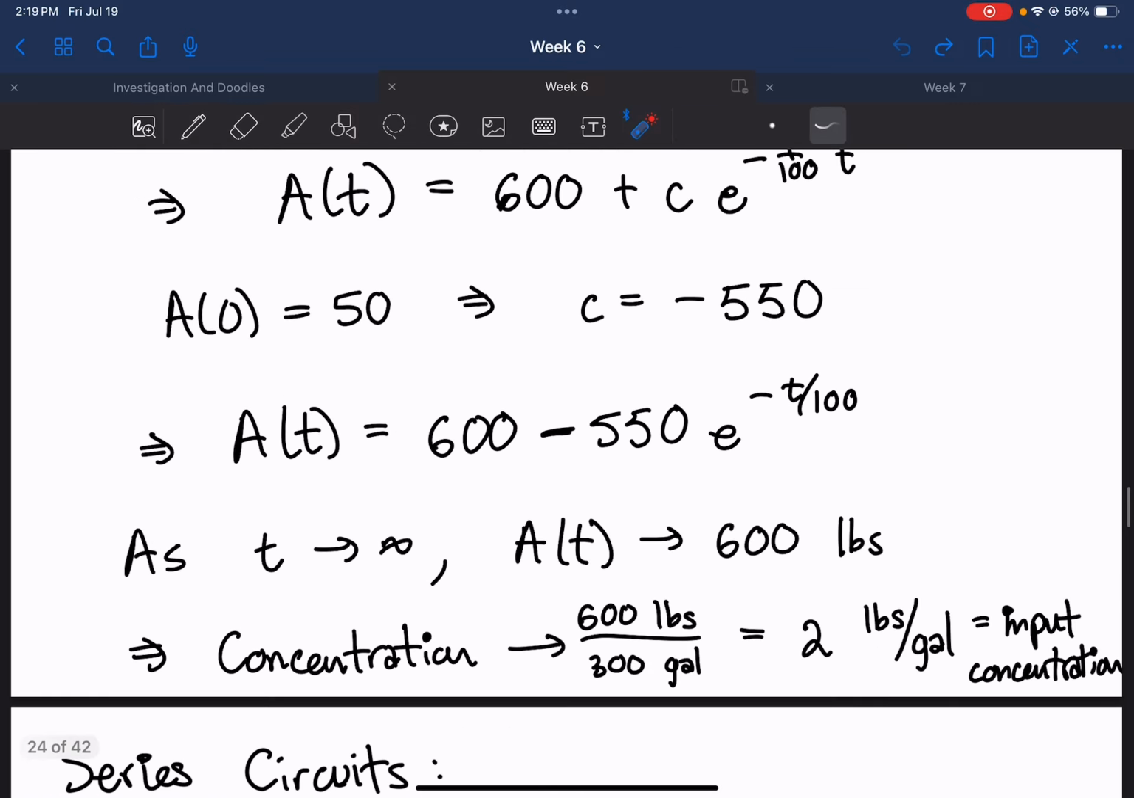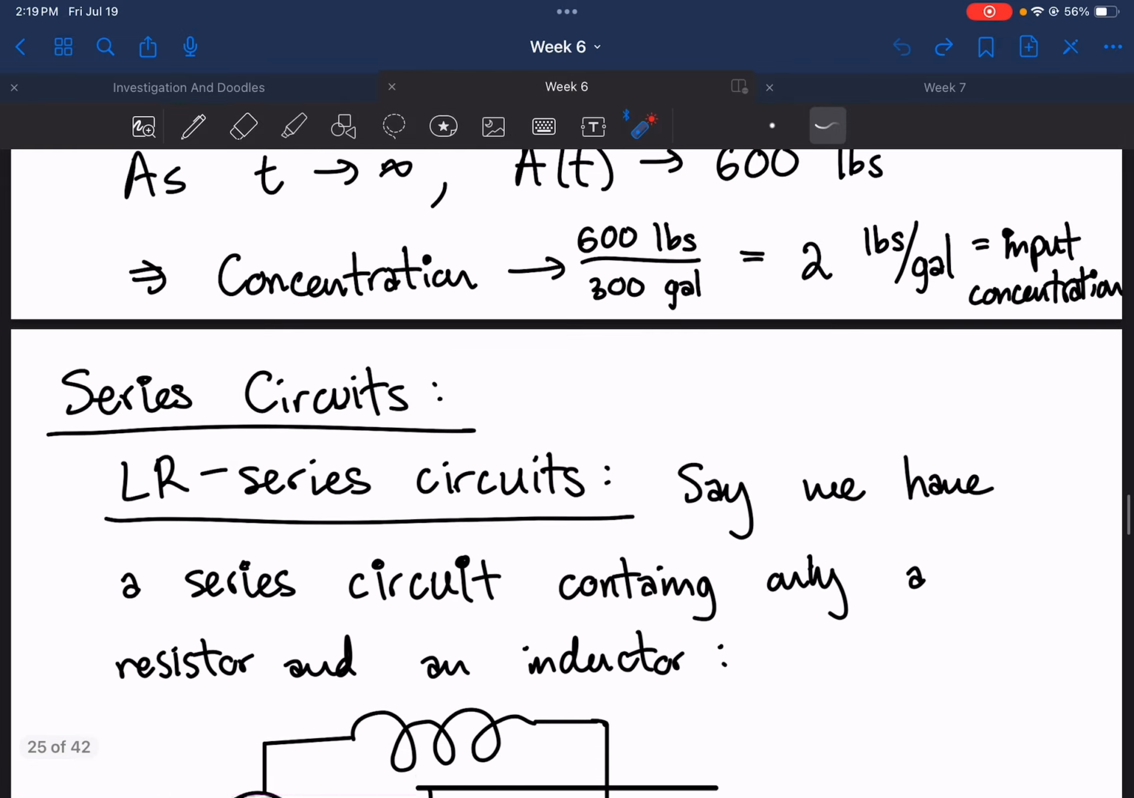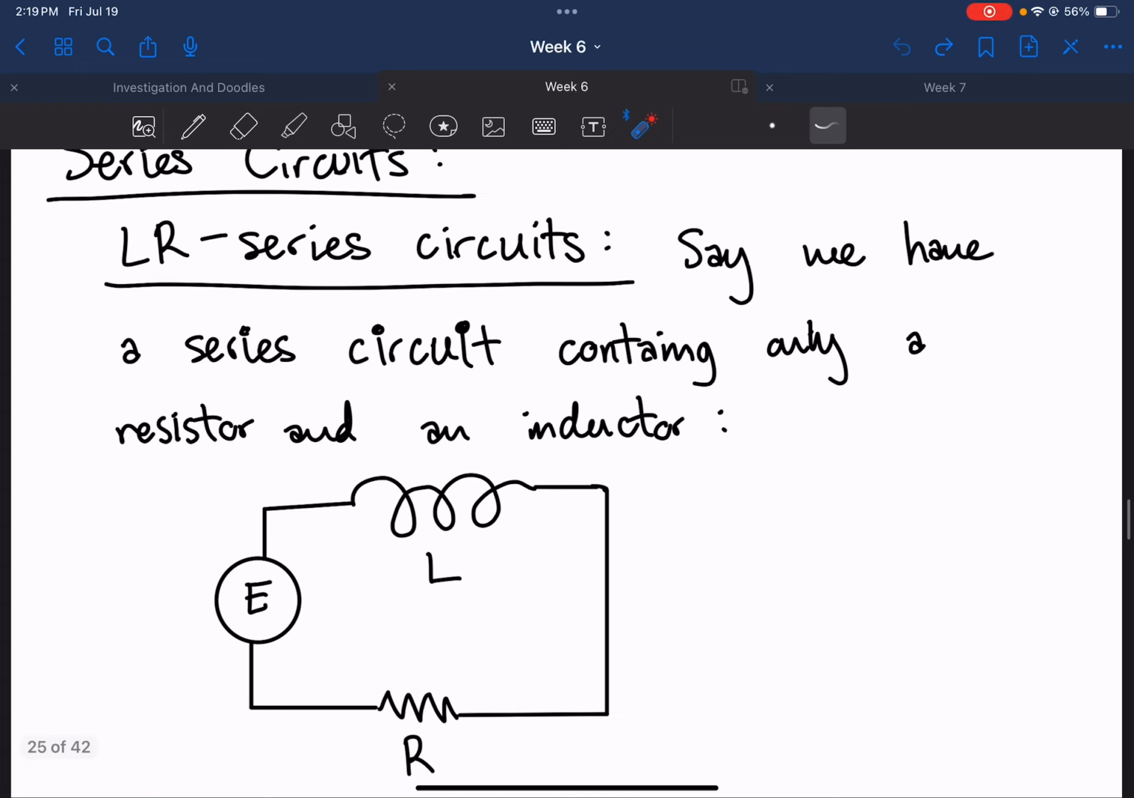So these are the tank problems. Next up, series circuits. Electrical engineering time. You can either have an LR circuit, which has a resistor R and an inductor L. And in this case, the setup looks like this. You've got some EMF, electromotive force. You've got some inductor, L, which is drawn with curly things. And then you've got some resistor, R.